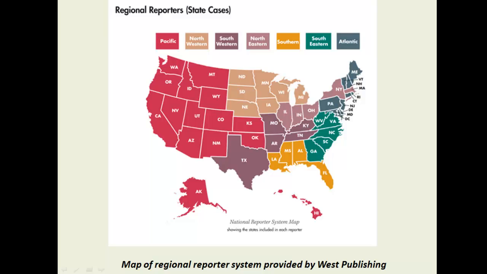The Supreme Court decisions and appellate court decisions from Hawaii are reprinted in the Pacific Reporter, along with the court decisions from Alaska, Arizona, California, Colorado, Idaho, Kansas, Montana, Nevada, New Mexico, Oklahoma, Oregon, Utah, Washington, and Wyoming. It is the largest region within the state case reporting system.